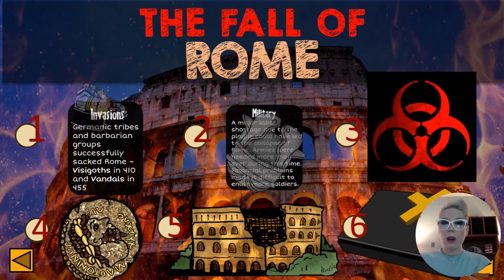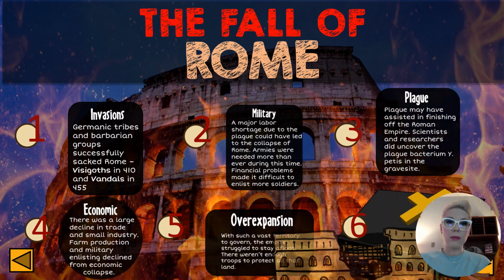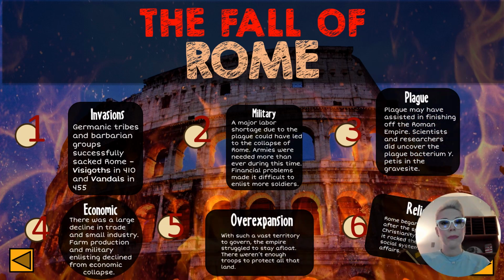So what was the cause of the fall of Rome? So it's invasions, military, plague, economic overexpansion, and religion. So to touch on religion real quick, Christianity shook the core of Rome. They were polytheistic. They believed in many different gods and goddesses. So when Christianity came in, it really just shook the core of that dynamic.